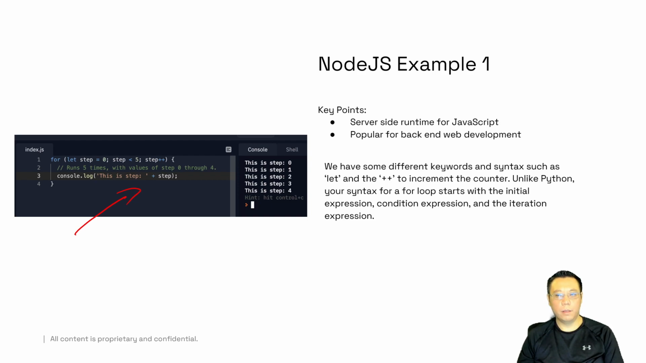Okay, now that we're back, let's look at our for loop. We're starting with 0, less than 5. We have the counter incrementing 1 at a time, and then we want to say, hey, this is the step that we're on. Okay, this is our output. Let's figure out the Pythonic way of getting that output.